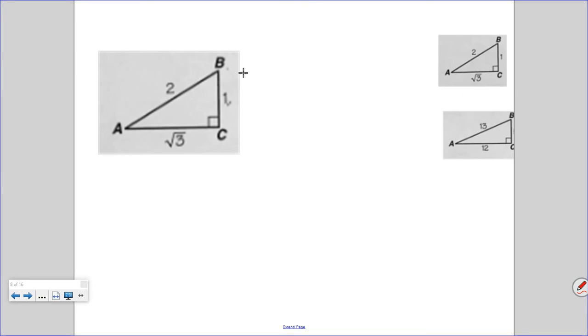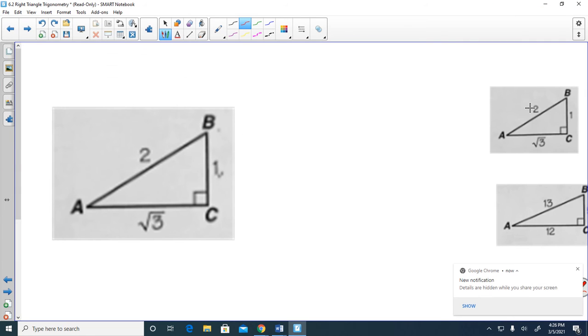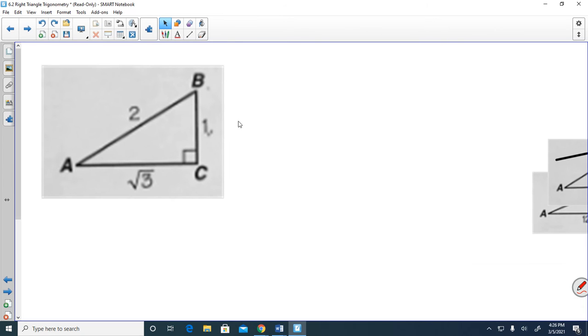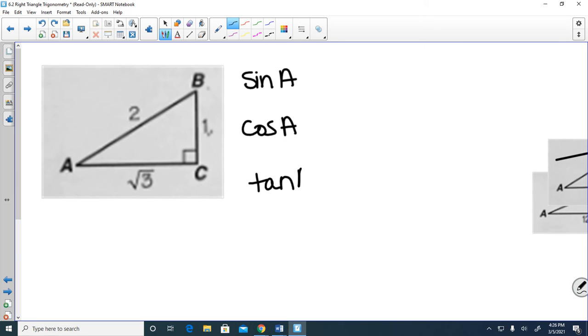So here's a couple different examples. Let's pick this one. Okay, so I have a triangle. Let's say I wanted to know the sine of A, the cosine of A, and the tangent of A. Well, since I say A, that means I'm looking from angle A. So from angle A, first of all, 2 is the hypotenuse because it's across from the right angle. But from angle A, the opposite side is 1, and the adjacent side is the square root of 3.